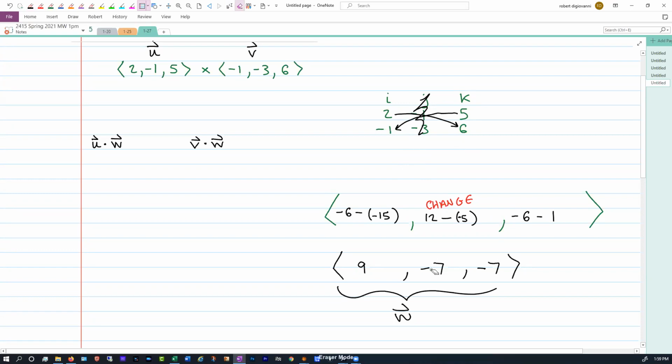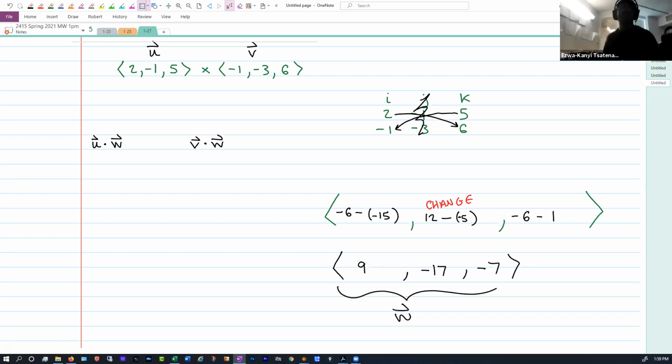That does change things significantly, because that's going to be what now? It would have been 17, right? But now it's going to be -17. Yay or nay? We good? Okay. Now go try and do that, U dot W, or V dot W.